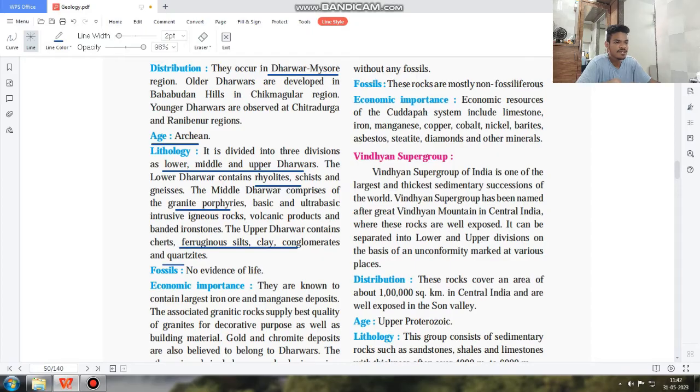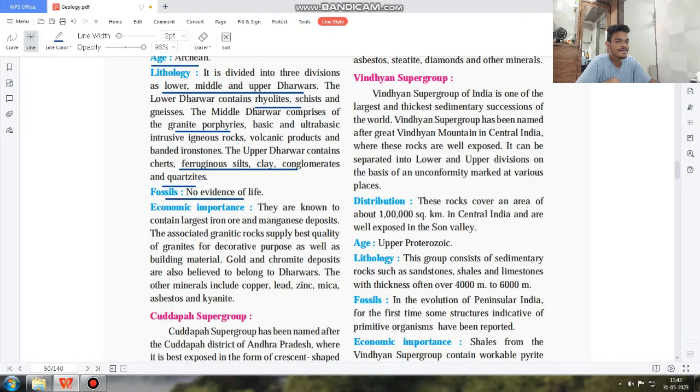Fossils: important. No evidence of life. Economic importance: best quality granitic rocks are available. Gold and chromite are found in Dharwar. Largest iron and manganese deposits. Okay, so Dharwar supergroup. Remember this, that's it.